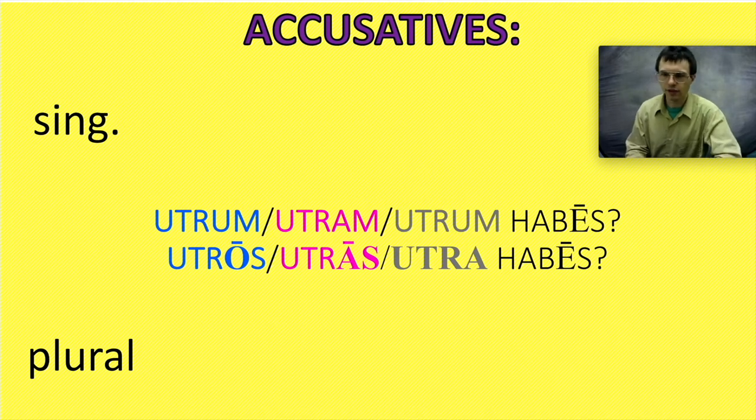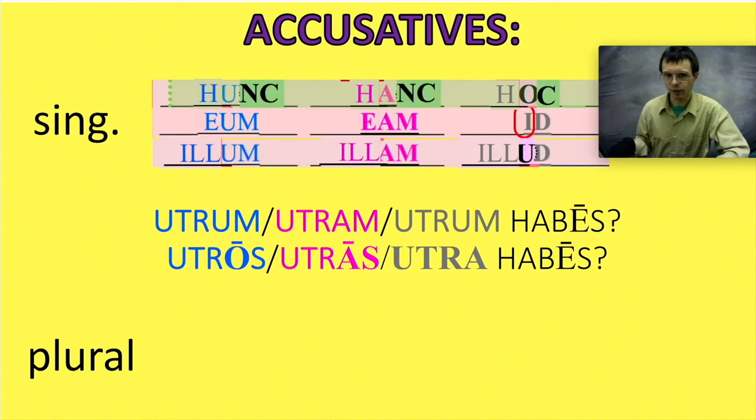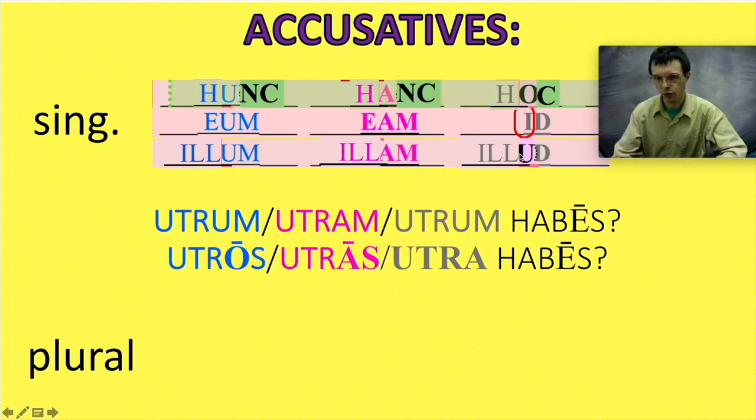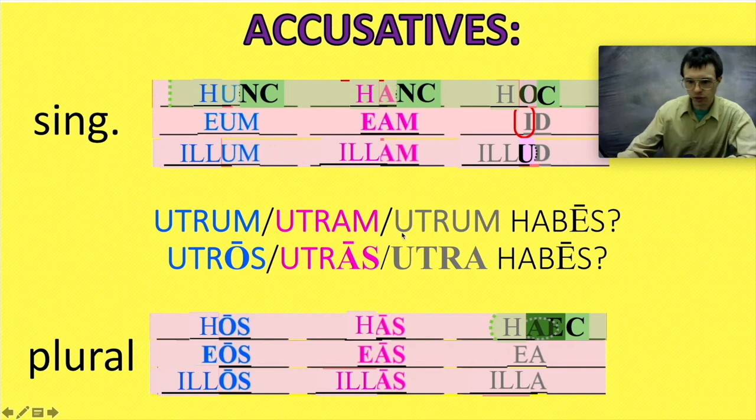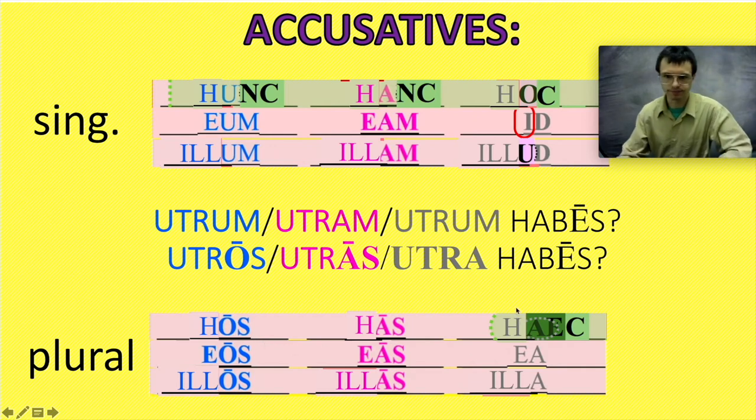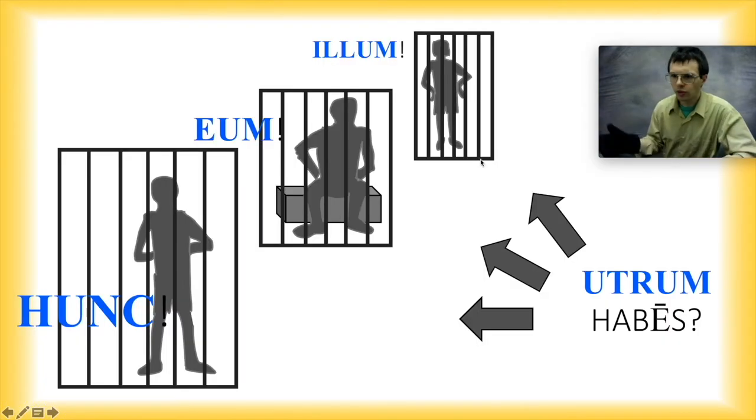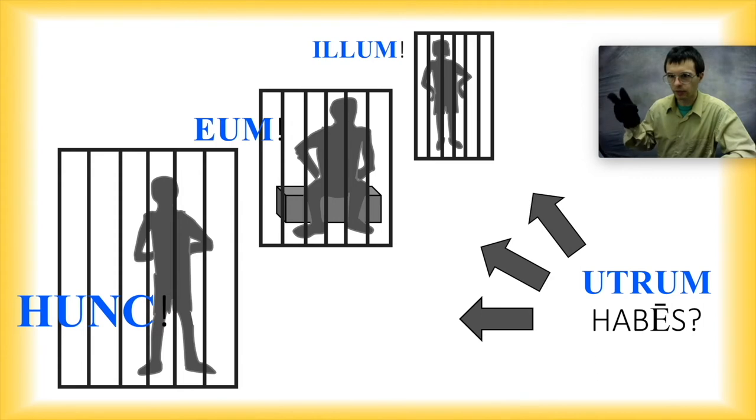Okay, now to the accusatives. If I ask "Utrum habes?", which one do you have? You're going to respond with the masculine column, the feminine column, or the neuter column: hunc, eum, illum; hanc, eam, illam; or hoc, id, illud. And in the plurals, it's going to be pretty regular, except for haec. All right. Utrum habes. You may respond hunc, eum, or illum.